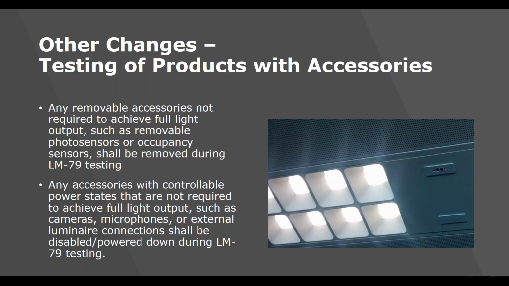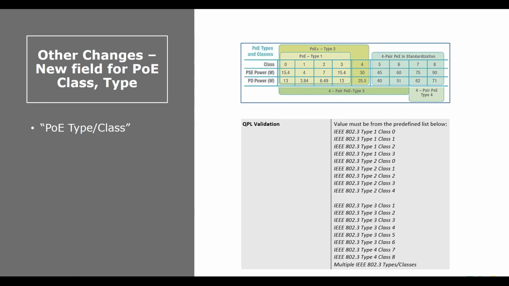I know these things can still be very complicated, but what we proposed is that any removable accessories, such as sensors, should be removed during the LM79 testing if they're not required to achieve full light output. These products need to be tested at full light output. Any accessories with controllable power states that are not required to achieve full light output, things like cameras and microphones, external luminaire connections, should be disabled or powered down during the LM79 testing so that they are not included. So let us know what you think about this approach.